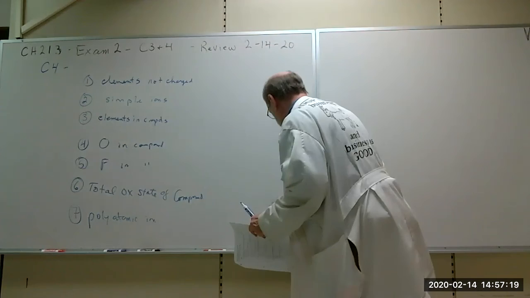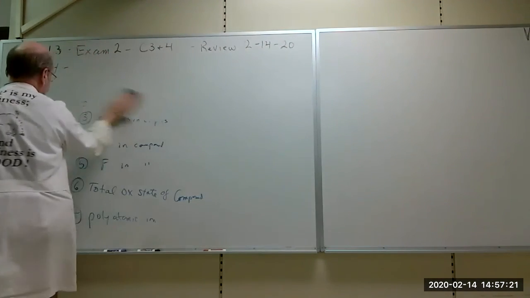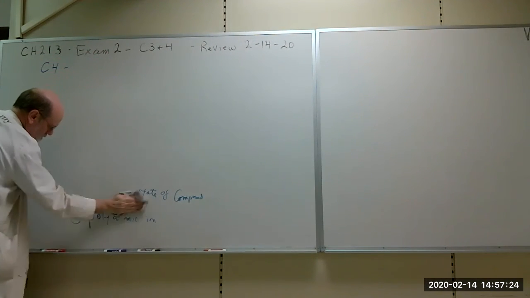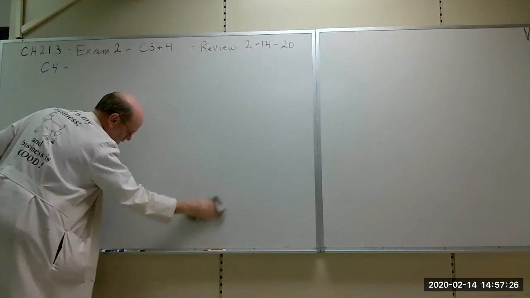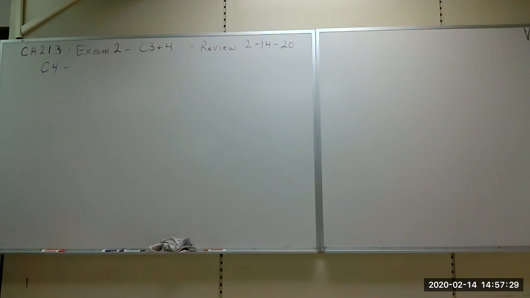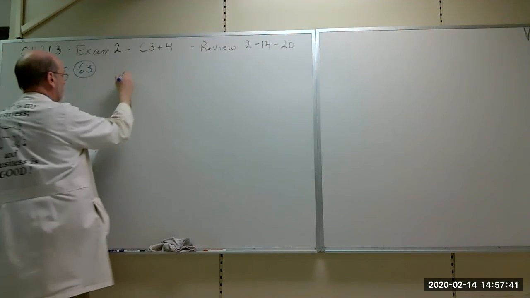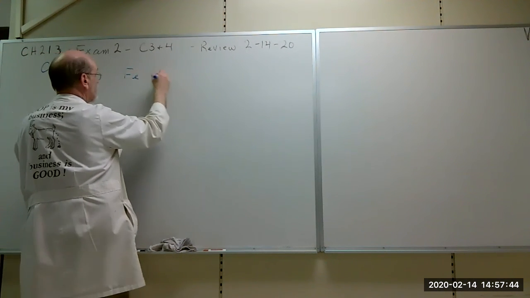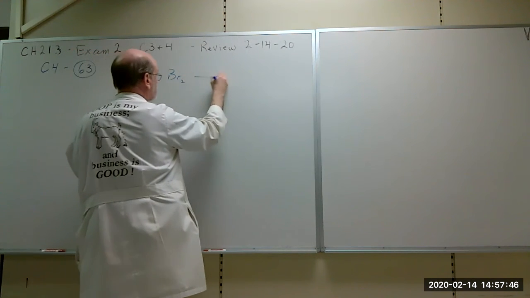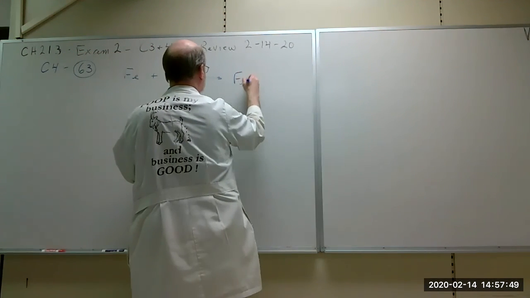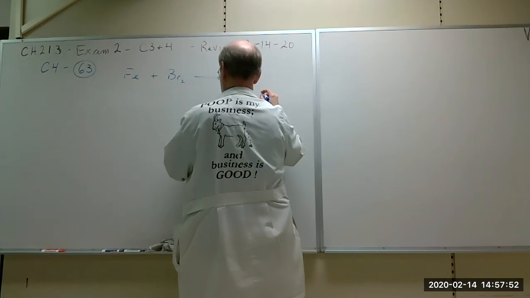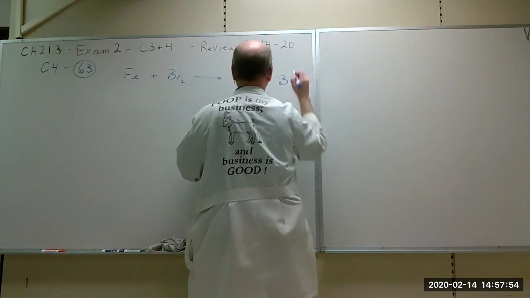So why did I go to all that trouble? Well, when you start balancing equations, it helps to know where the electrons are headed. For instance, let's do this. This one's simple, 63. We have this one plus this one equals this one and plus this one.